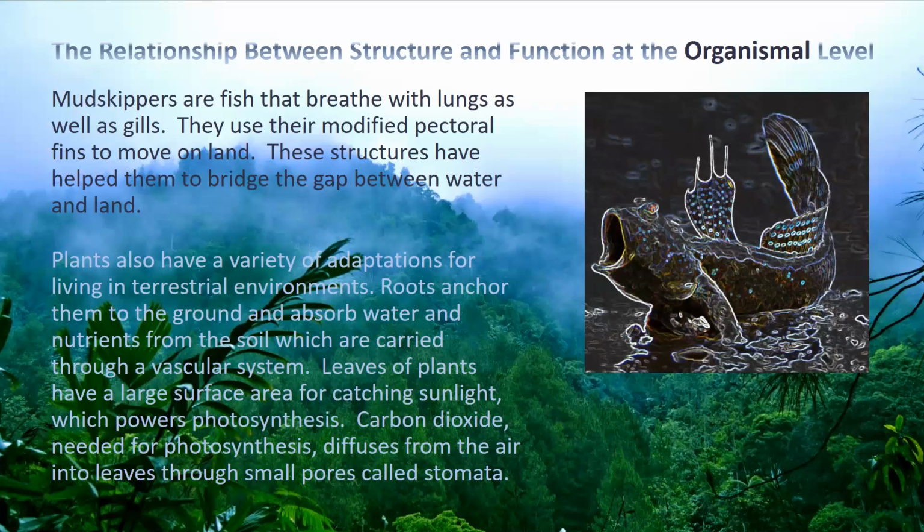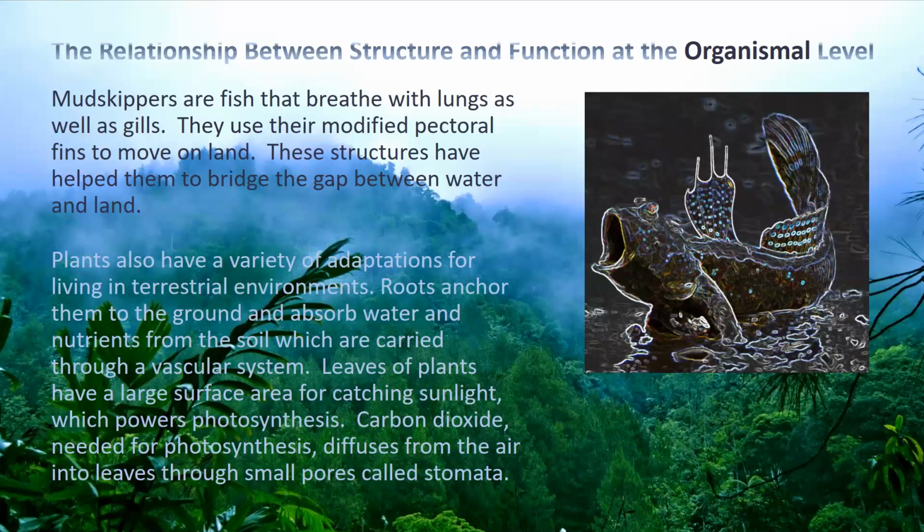We have touched upon the relationship between structure and function at the molecular and cellular levels. Now we will look at this relationship and some structures at the organismal level. One large evolutionary bump takes place from water to dry land. Mudskippers are fish that take the leap from water to land. They breathe with lungs as well as gills. They use their modified pectoral fins to move on land. These structures have helped them to bridge the gap between water and land.